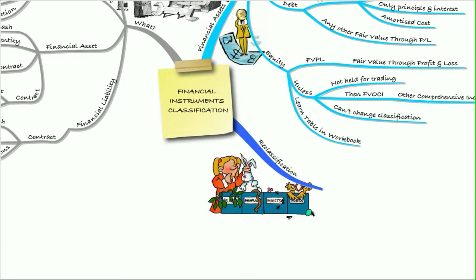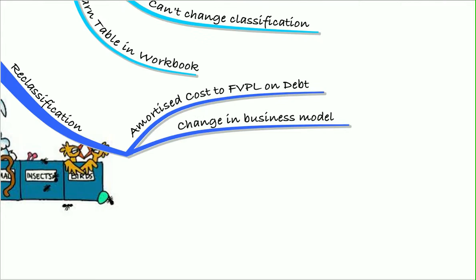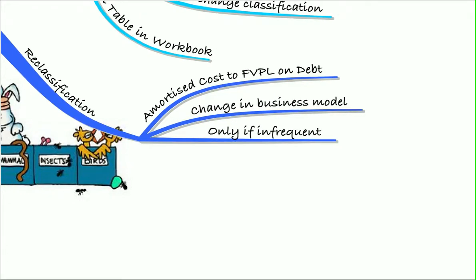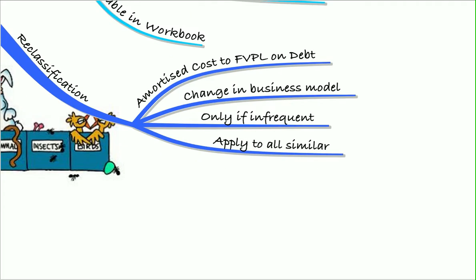Another area, just on reclassification between our amortized cost and fair value through profit and loss for bonds. So we're thinking of a financial asset that is bonds. Well, if we're going to change from amortized cost to fair value through profit and loss, we need to have changed our business model. Remember, we ask ourselves, is our business model to hold, not sell, or to sell to get a profit or loss? Well, if we change our business model from hold, not sell to deciding to sell, then we could change from amortized cost to fair value through profit and loss. We can only do this if it's infrequent, and we have to apply it to all similar assets.